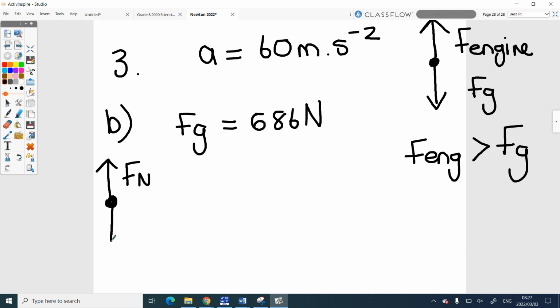What is pushing the guy down? He's FG. But what do we know about him and the space shuttle? Say again? He's not moving inside. Yeah, he's not falling around inside. If the space shuttle is accelerating at 60 meters per second squared, what is the astronaut doing? He's also accelerating at 60 meters per second squared. He doesn't have a choice. He's inside, they are one system.